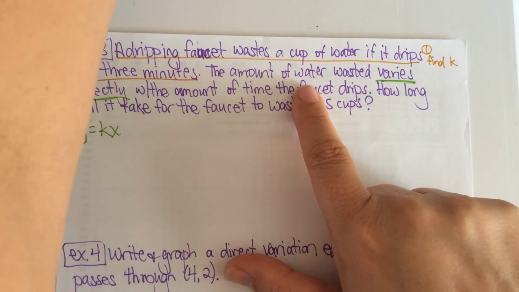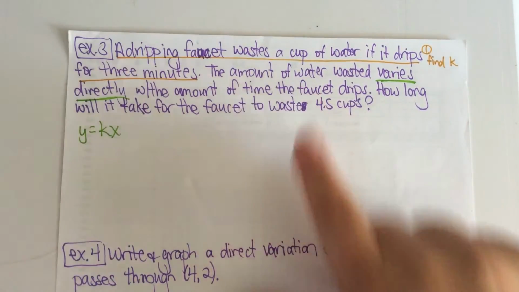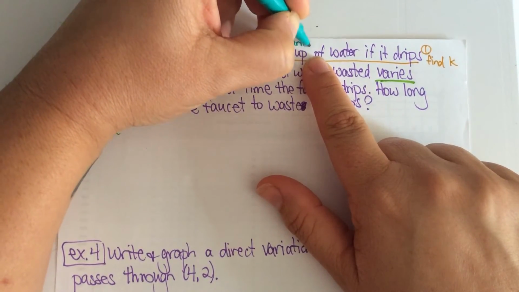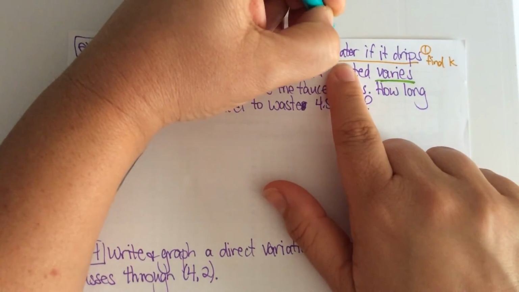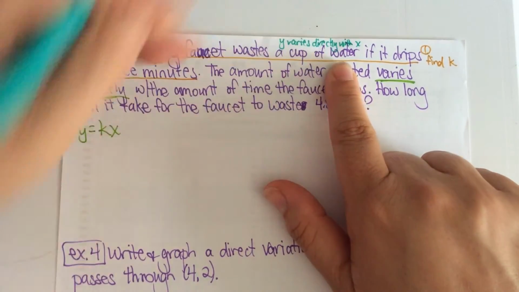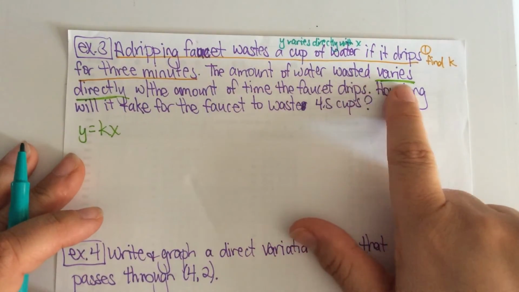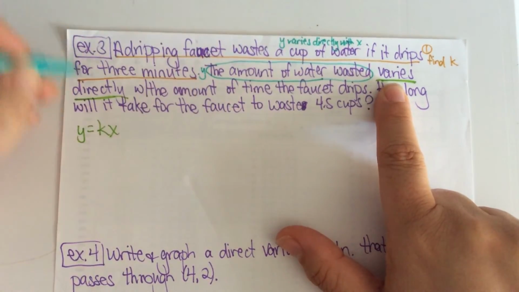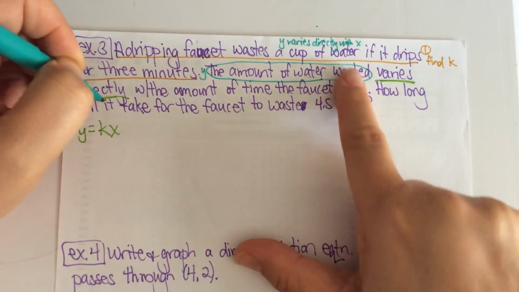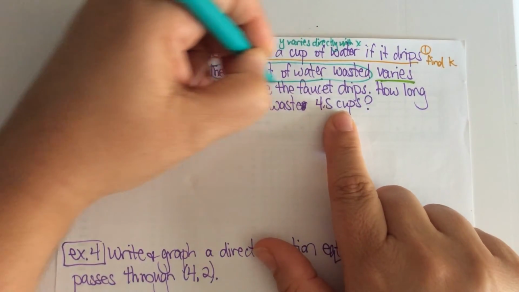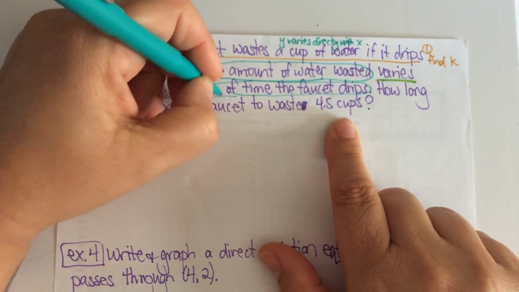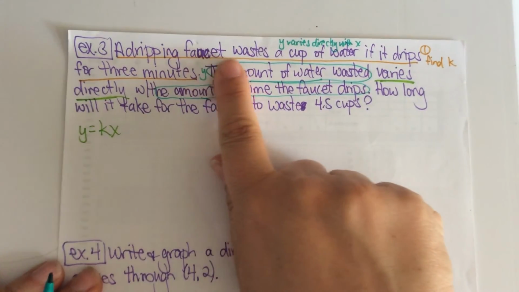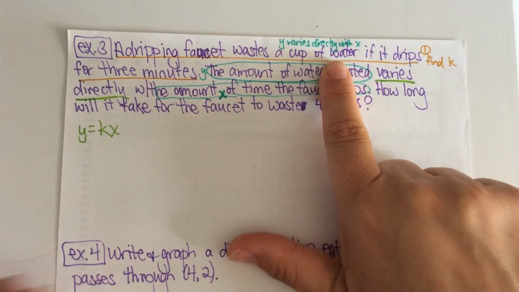So let me grab a different color. Notice that we normally say Y varies directly with X, right? So the amount of water wasted, that comes before. So this is the Y value. Varies directly with, so whatever comes after the with is the X value. So this is the X value, okay?